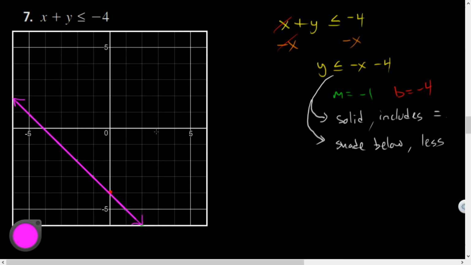All right, which way am I shading? Below.